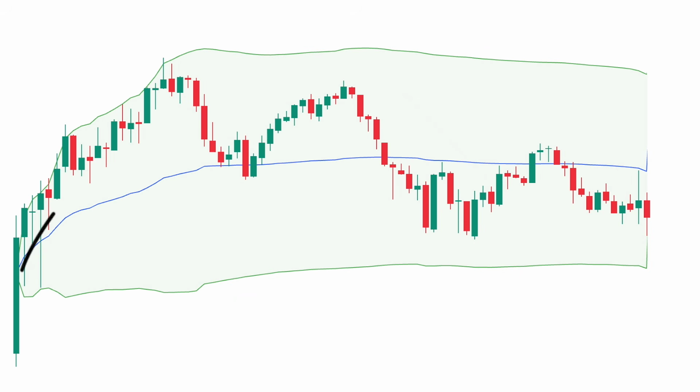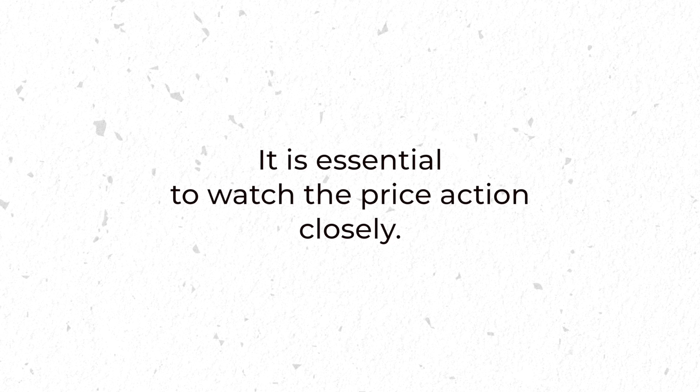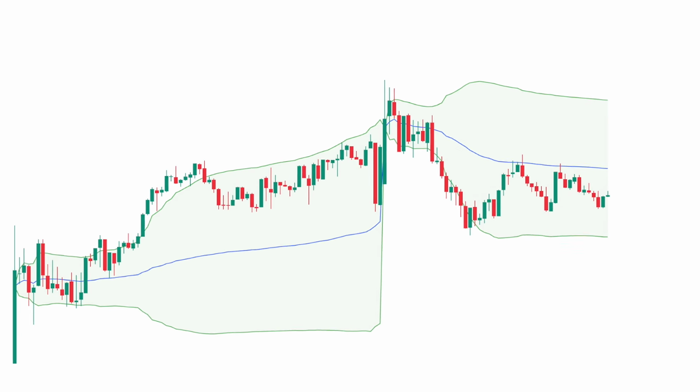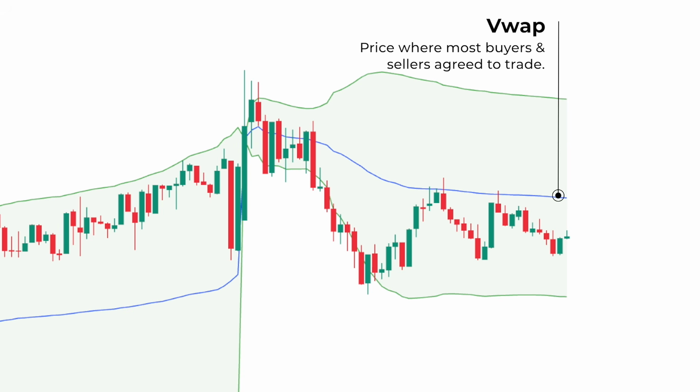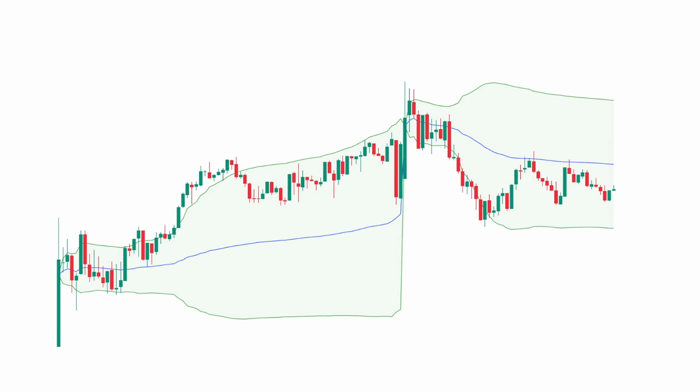Most of the time, the price will go in one direction for some time and then reverse immediately. Therefore, it is essential to watch the price action closely. Another method to identify the market trend is by comparing the current day's VWAP to the previous day's VWAP. On any given day, the VWAP represents the price at which most buyers and sellers agree to place trades. In other words, the VWAP is the fair value of that asset for that day.